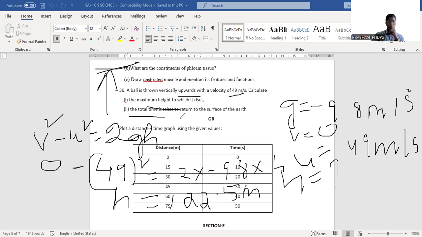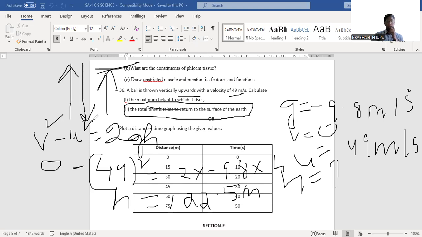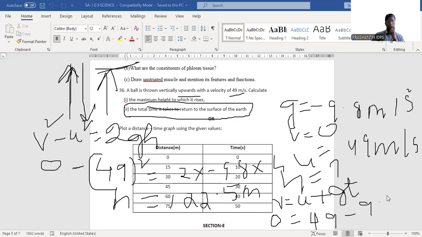And he is also asking to find the total time taken to return to the surface of the earth. So the ball going up, how much time it takes, and coming down, how much time it takes. That we need to find. So what is the formula? We know the formula v equals u plus at. Here acceleration due to gravity g, so v equals u plus gt. The v value will be 0 and u is 49. The ball is going up first, we'll find the upward time. So 0 equals 49 minus 9.8t. If you solve, then you'll get t value 5 seconds.